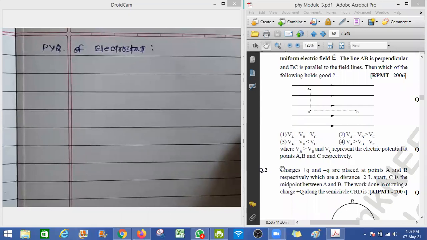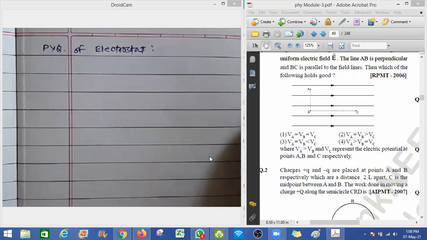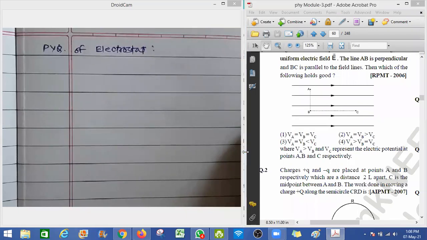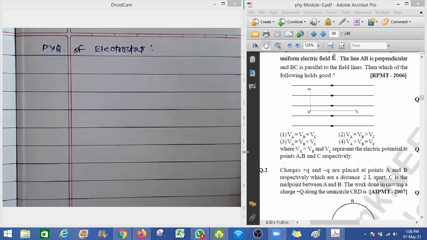So you people tell me what should be the answer. I told you the logic. Now you people shall tell me what should be the answer. A, B, C, D. Reply quickly. It is an exam question. Do we know the fact that electric lines of force always start at higher potential and end on the lower potential, or they are directed from higher potential to lower potential? So what should be the correct answer? We know B is the higher potential point and C is the lower potential point. Then what should be the answer? Reply fast. Let the answer come from you.